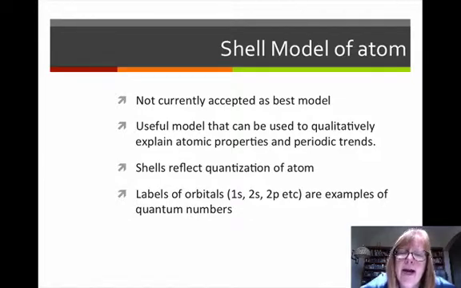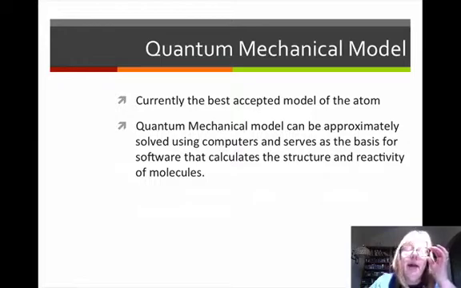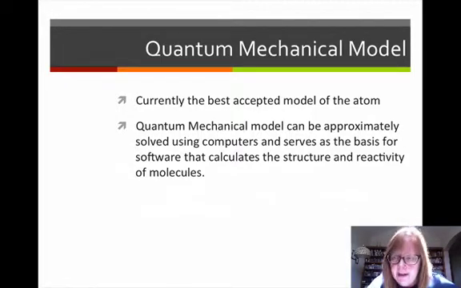Also, we have this shell model of the atom, and it's not currently accepted as the best atomic model, but it is a useful model, and it can help us qualitatively explain some of these atomic properties in our periodic trends. The shell model does reflect the quantum mechanical model of the atom in ways like when we're labeling our orbitals, like 1s and 2s, these are just examples of the quantum numbers. So if the shell model is not the best model, what is? For your scientific literacy, I want to make sure that you know that the quantum mechanical model is currently the best accepted model of the atom. But it's very complicated to use, but it is the best accepted model of the atom.